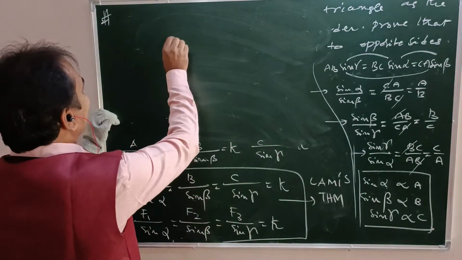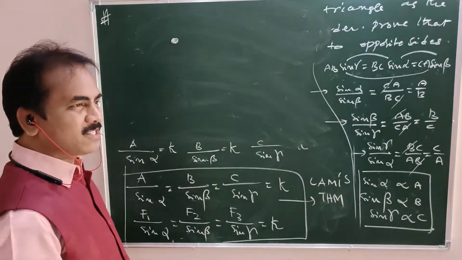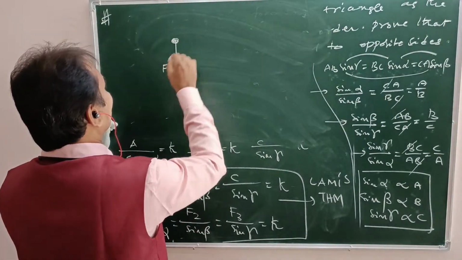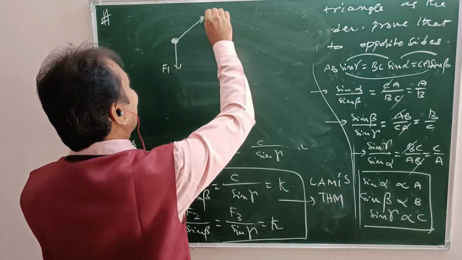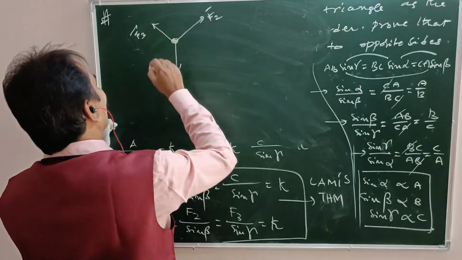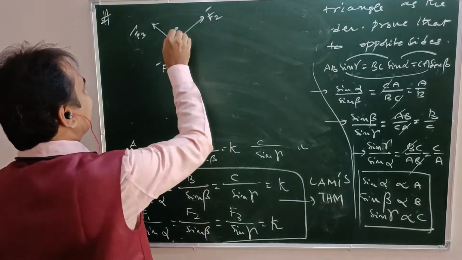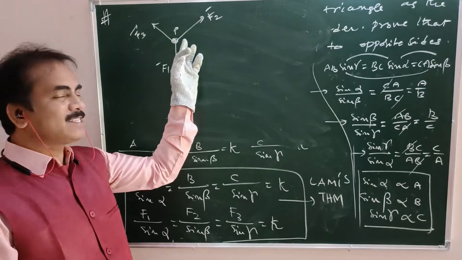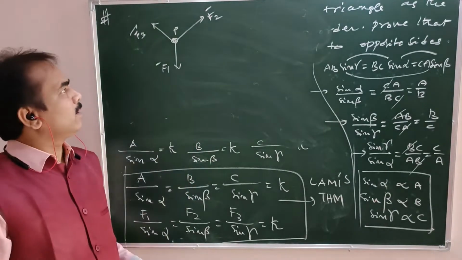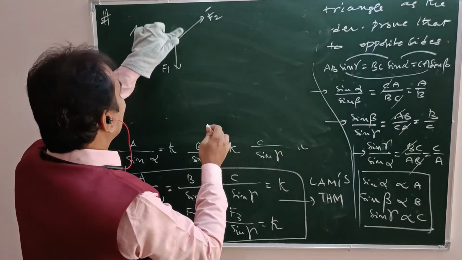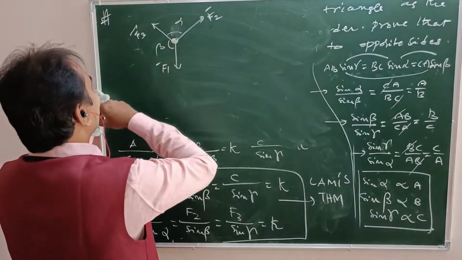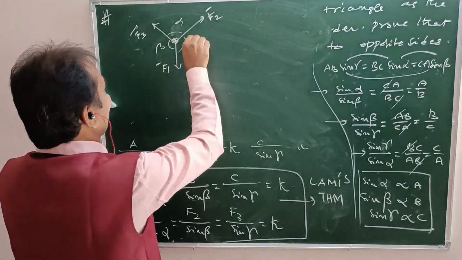Suppose this is one particle P acted upon by three forces to keep it in equilibrium: F1 bar, F2 bar, F3 bar. Opposite to F1, let the angle be alpha. Opposite to F2, let the angle be beta. Opposite to F3, let it be gamma.